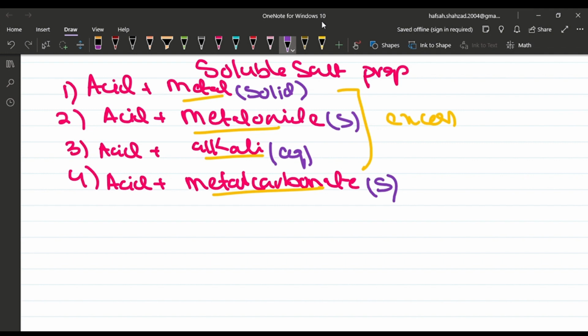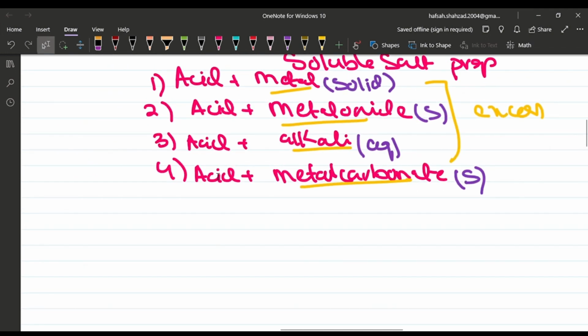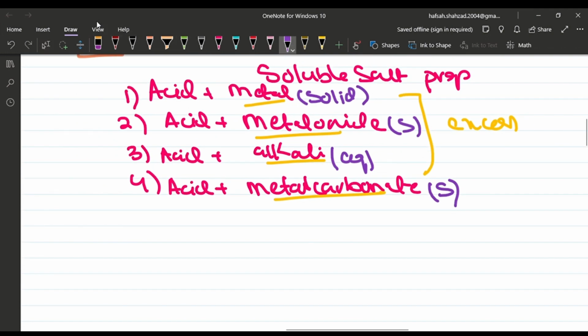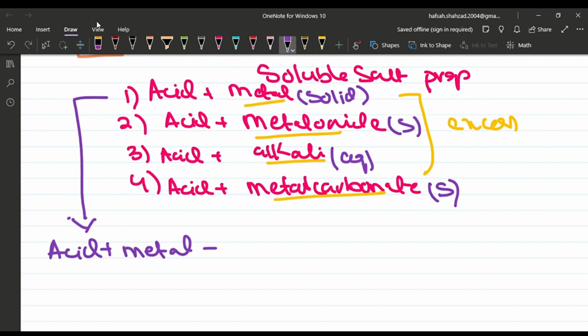Now coming on to 1, 2, and 4. All these three methods follow the same procedure of collecting the salt. However, making the salt is a bit different in these three procedures, as you will see, because the products are different. Starting off with acid and metal. We know acid plus metal makes salt and hydrogen.